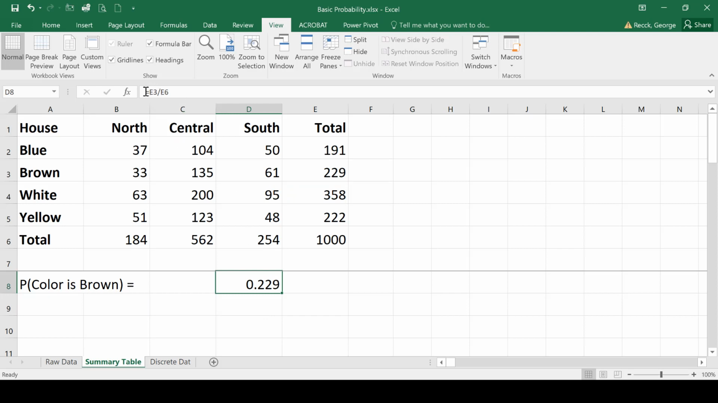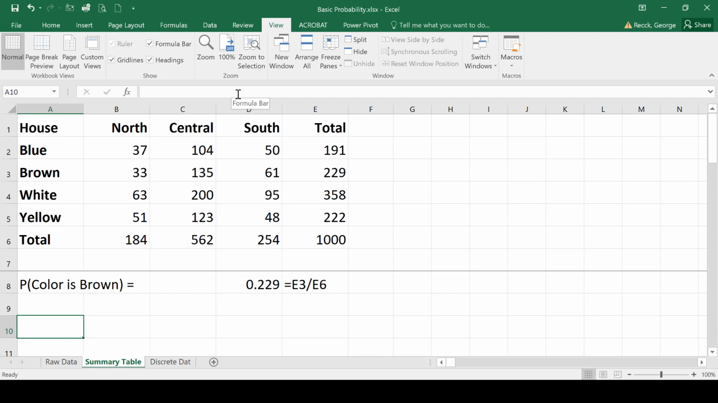Now, as I've been doing, I will copy that formula to the cell to the right. And then I will recreate that cell as a decimal form.